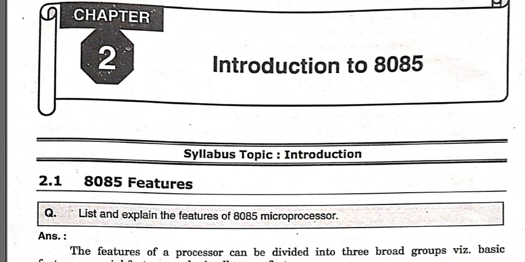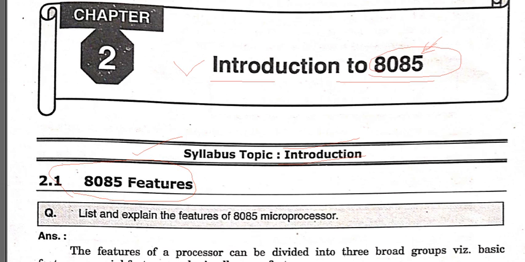Then we start with the part C of unit 1, that is the introduction to the 8085. So 8085 is the microprocessor. This 8085 is the IC number of microprocessor, which is a basic microprocessor, that is 8085. So first topic of syllabus is the introduction. First we start with the इंट्रोडक्शन ऑफ 8085.